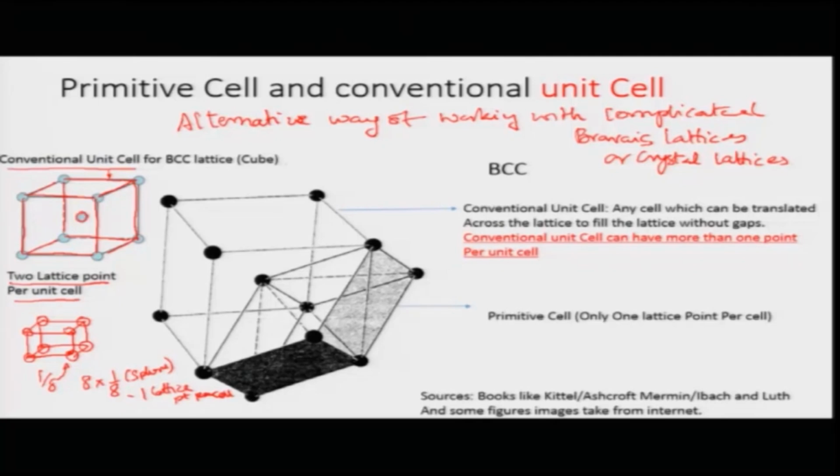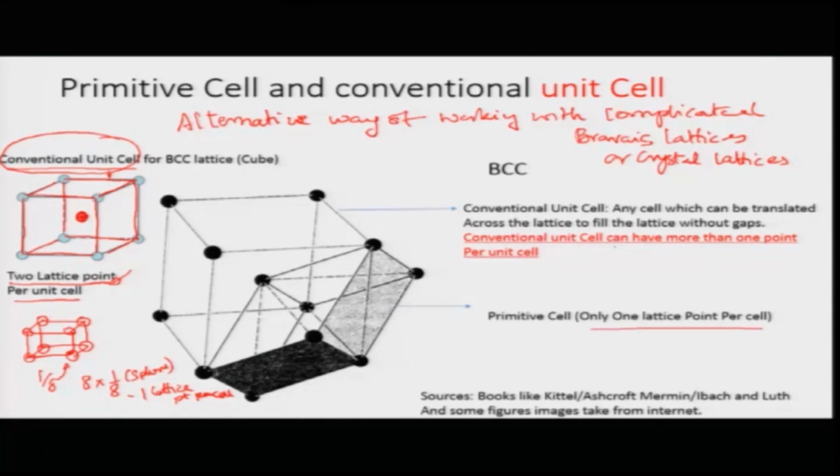You have this additional point which is sitting in the center. So, 1 point per cell comes from the corners of the cube and another point comes from the body centered point. So, instead of describing the body centered lattice with this complicated primitive cell, we define it using a conventional cubic cell, but with 2 lattice points per cell. A primitive lattice has only 1 lattice point per cell.